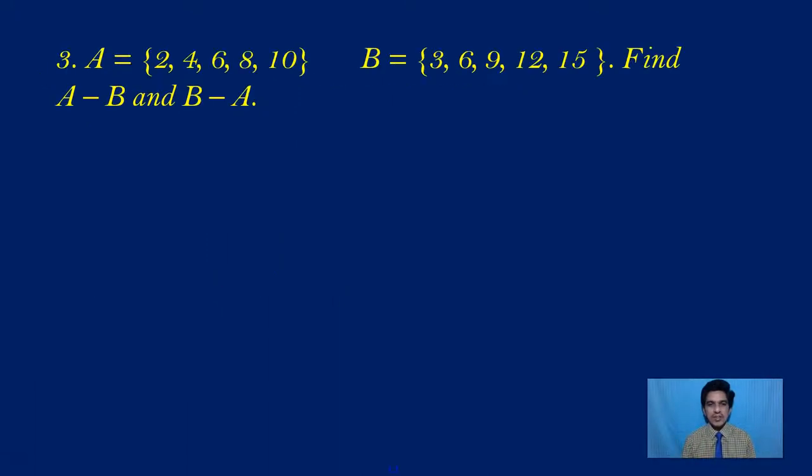Right, let us look at the third problem. A is set of 2, 4, 6, 8, 10. B is set of 3, 6, 9, 12, 15. Find A minus B and B minus A. This problem involves a subtraction.